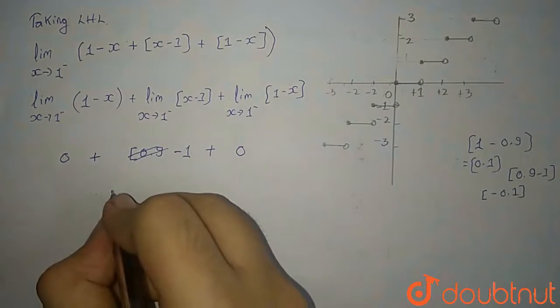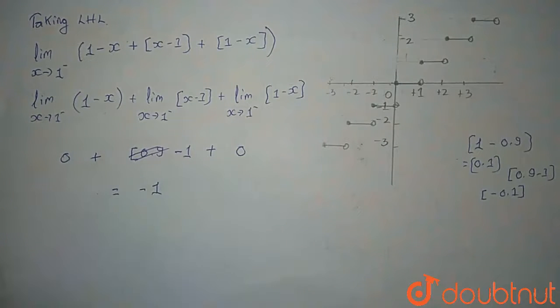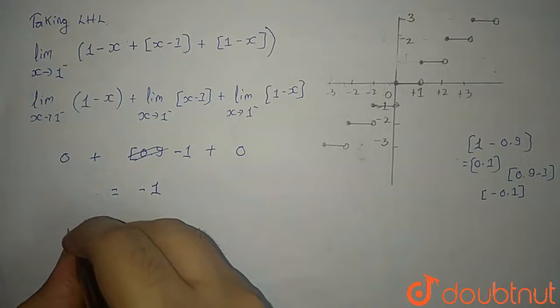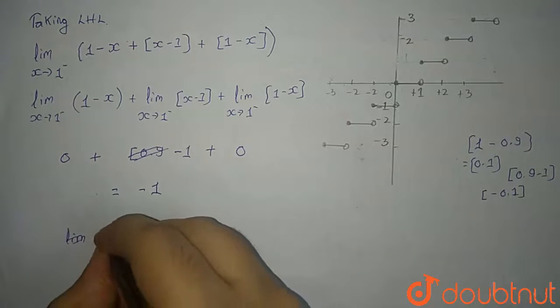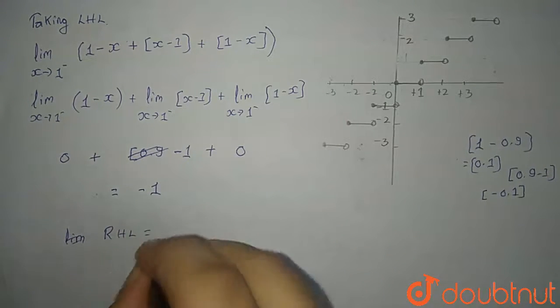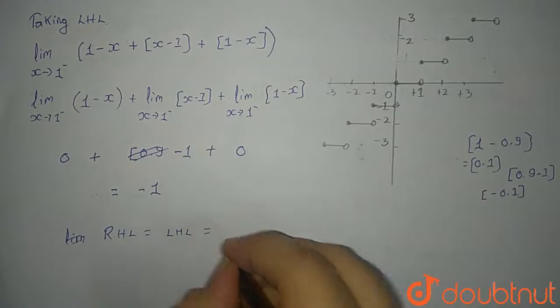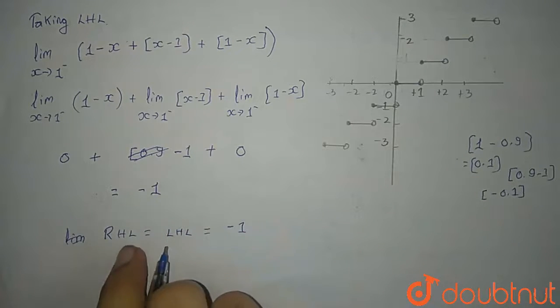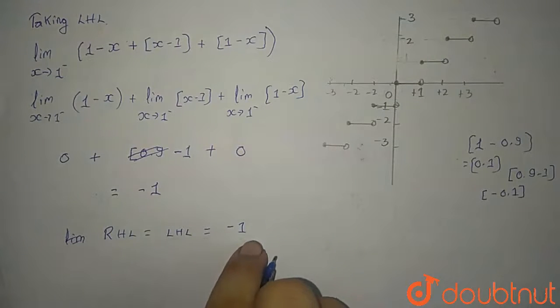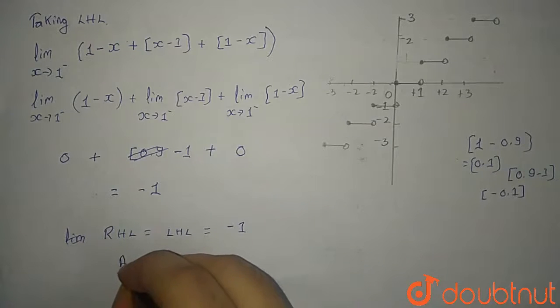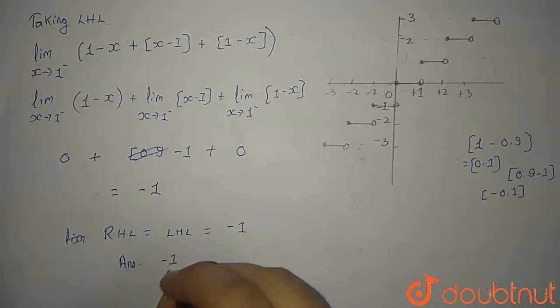Now we see that LHL and RHL both are minus 1. So the value of the limit at x equal to 1 is minus 1. So we can write RHL is equal to LHL is equal to minus 1. This is the right hand limit, this is the left hand limit, and both are equal to minus 1. We have proved it. So the answer is minus 1. So the limit is minus 1.